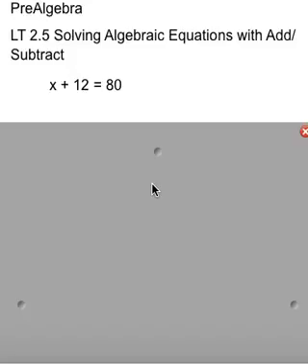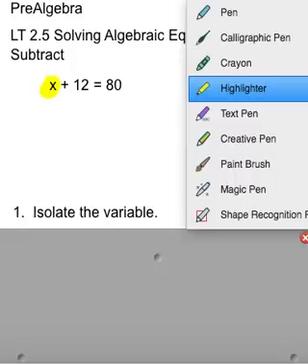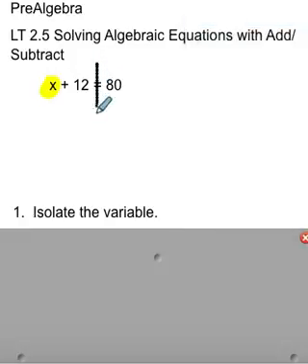Now to solve these equations, I'm going to expect to see at least 2 steps on each question. And here's the process we're going to follow. Number 1, we're going to isolate the variable. So in this question, our variable is x. So I'm going to highlight that so I know what I'm talking about. And when I visualize this, I see this equal sign as a split. I have the left side of my equation and the right side of my equation. And since x is on the left side of my equation, I have to get rid of that plus 12.